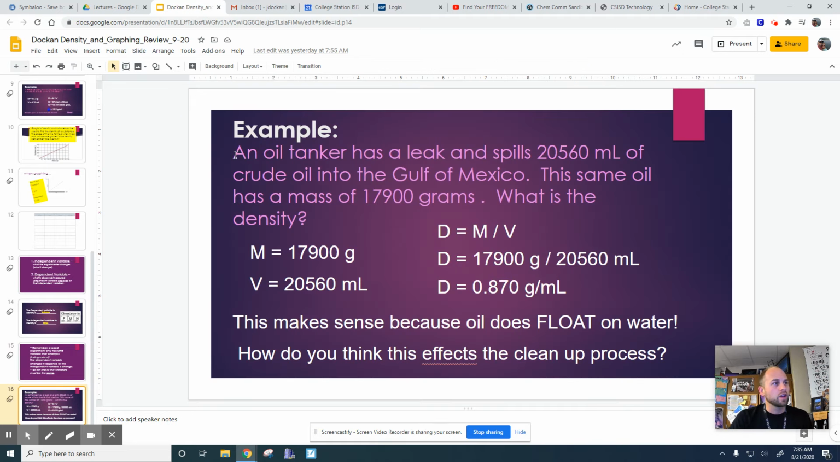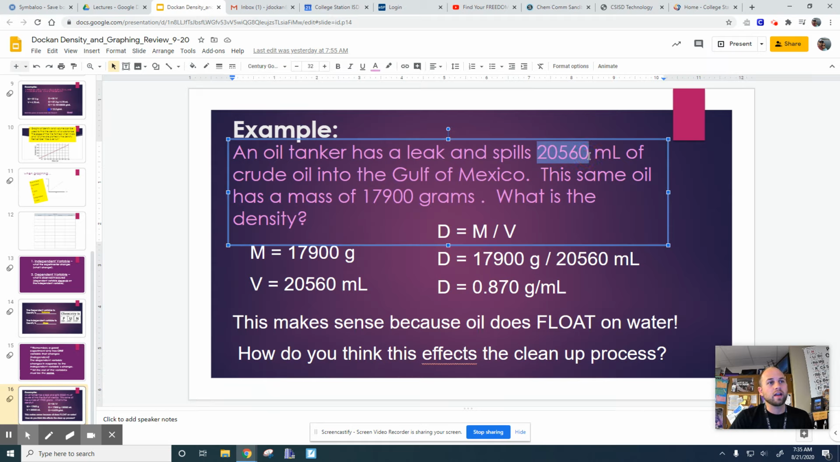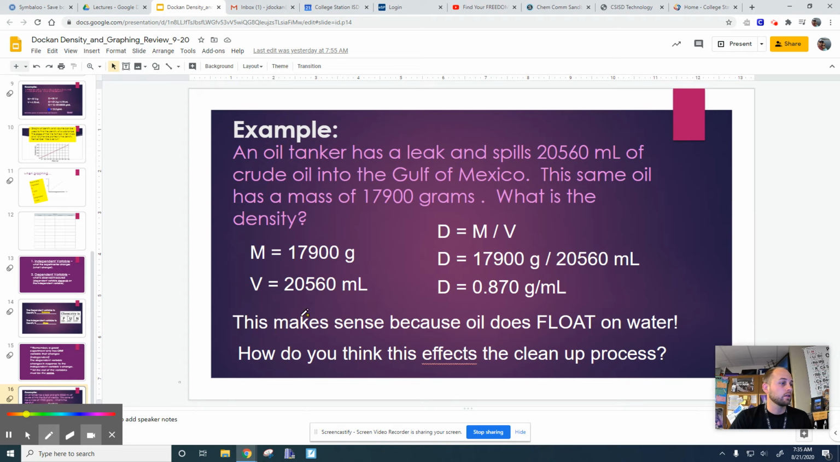Another example: an oil tanker has a leak and spills 20,560 milliliters of crude oil into the Gulf of Mexico. This same oil has a mass of 17,900 grams. What is the density? Well, once again, we have a volume and a mass, so we just need to divide the two. 17,900 grams divided by 20,560 milliliters. Here's our final answer, 0.87 grams per milliliter.